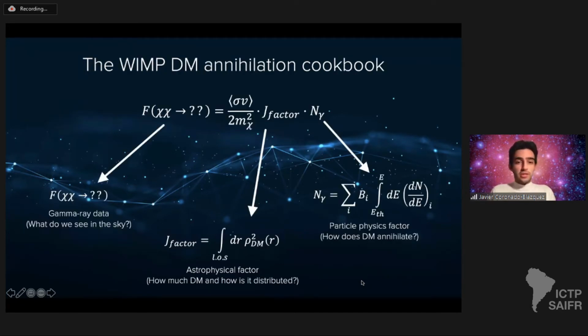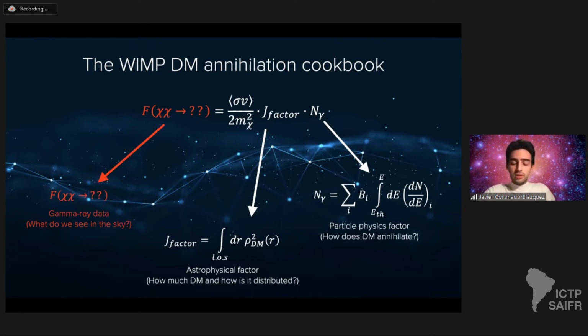So straight to the point, this is the annihilation cookbook, the master formula we all work with. We have here three main factors. First, this F is the gamma ray data, which accounts for what we see in the gamma ray sky. Then we have the G factor, which is an astrophysical factor and accounts for how much dark matter we have and how it is distributed. And this point is critical also. And finally, the N gamma is a purely theoretical factor, a particle physics one, which accounts for the spectrum per annihilation. So how does dark matter annihilate from a particle physics point of view?